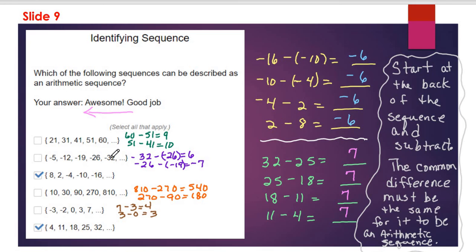Now I'm going to start with this one. Negative 32 minus negative 26 and I get 6. Negative 26 minus negative 19, I get a negative 7. Stop.